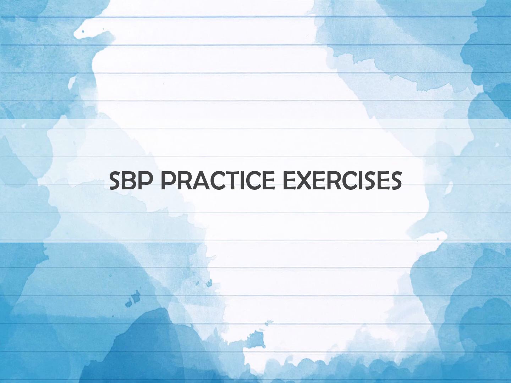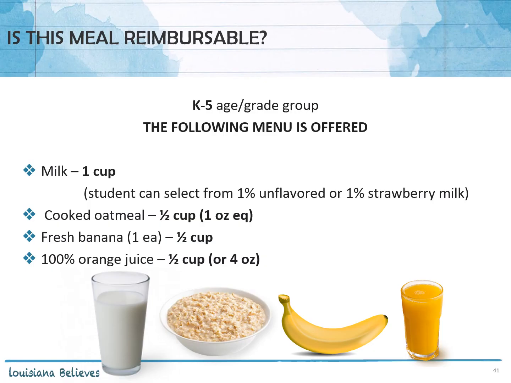School breakfast program practice exercises. Is this breakfast reimbursable for K-5 age grade group? It contains 1 serving of either 1% white milk or fat-free strawberry milk, a half cup of oatmeal, a half cup of banana, and a half cup of orange juice.